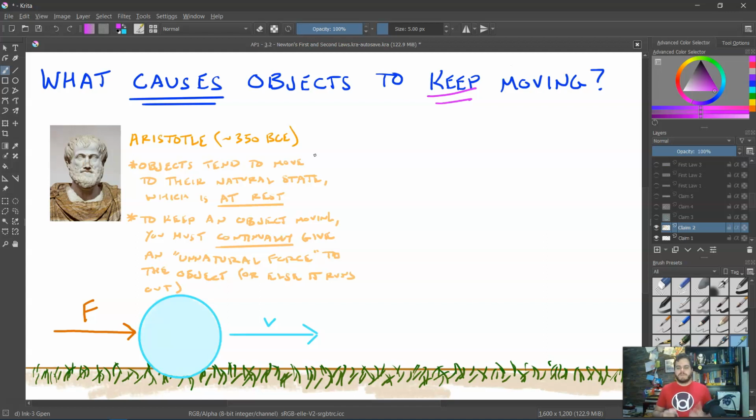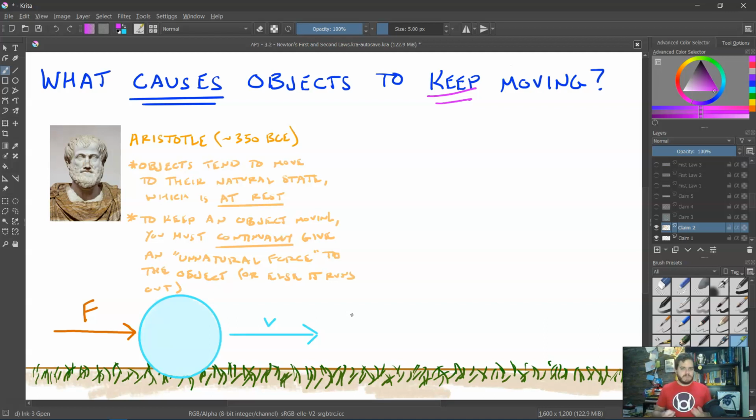objects tend to move to their natural state, which is at rest. So any object is going to tend to eventually slow down and stop. And to keep an object moving, we must continually provide what he called an unnatural force. Unnatural just because it was against the natural state of rest. So if you provide an unnatural force, that's something additional.